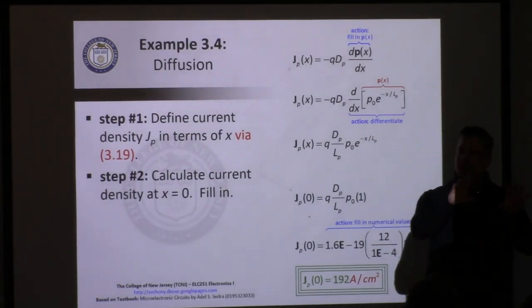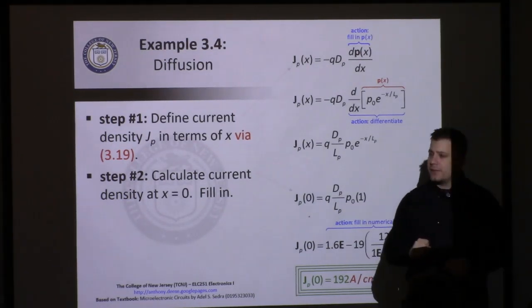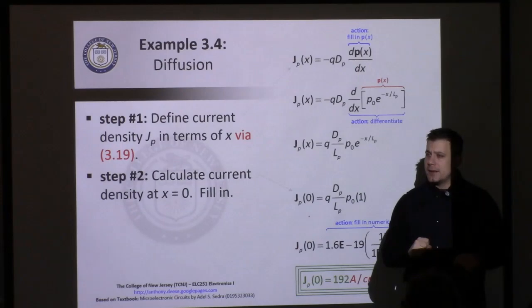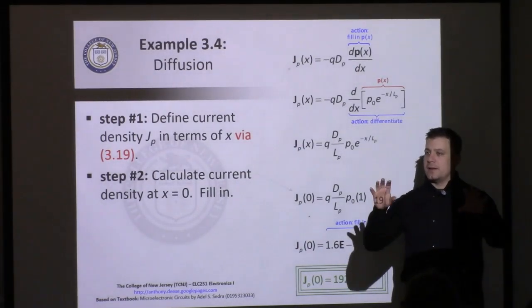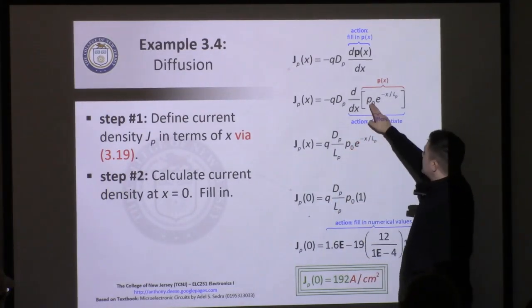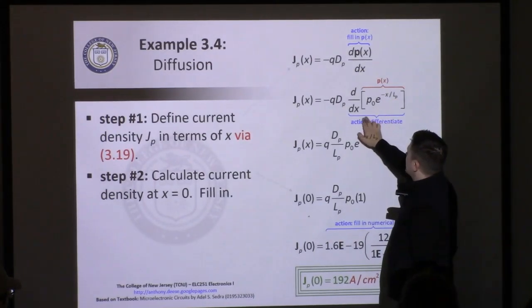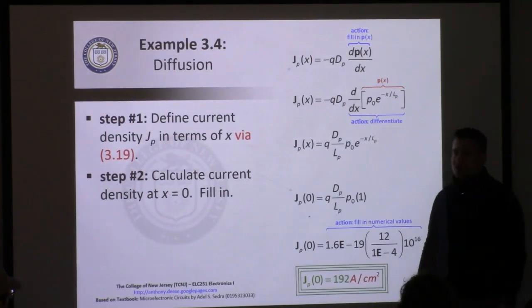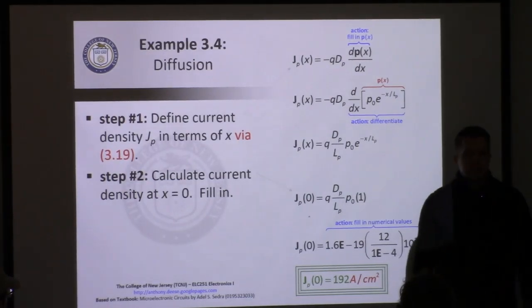Alpha e to the negative beta x. What's the derivative of that? The derivative of that is negative alpha beta e to the negative beta x. So this piece we can pull out, and when we take the derivative, we multiply by the coefficient of the independent variable, the variable with respect to which we're taking the derivative.